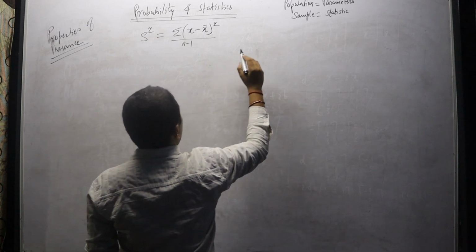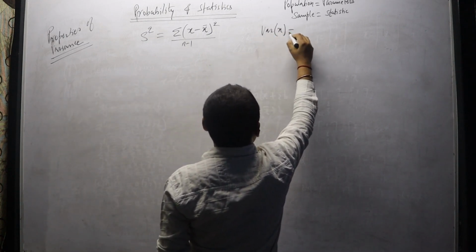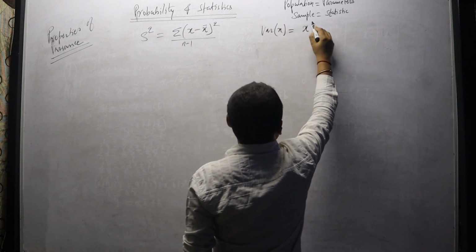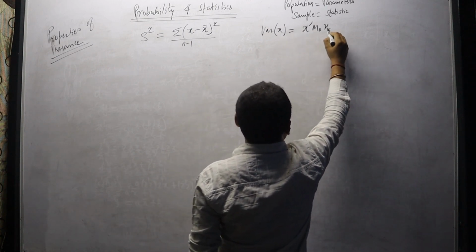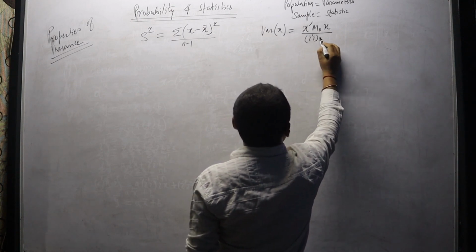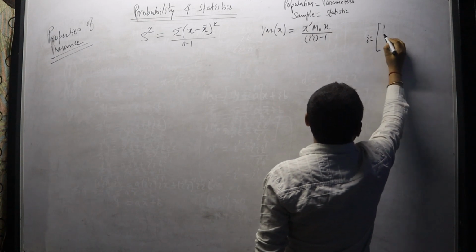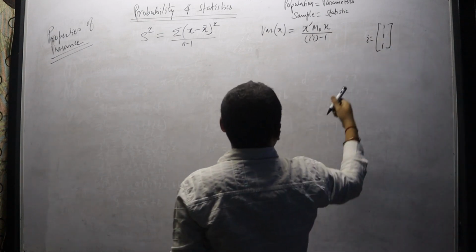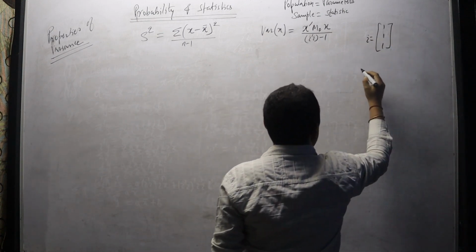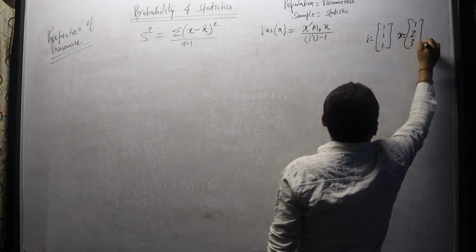And in matrix notation we have the variance of vector x equals x transpose M0 x divided by n minus 1, that is, i transpose i minus 1, where i is the column vector of 1s, and here the sample size is 3. And let us take any arbitrary x with the values 1, 2, 3.